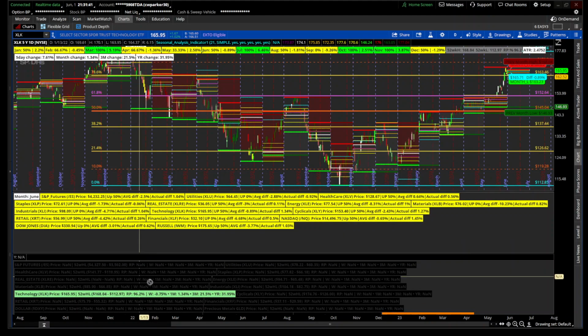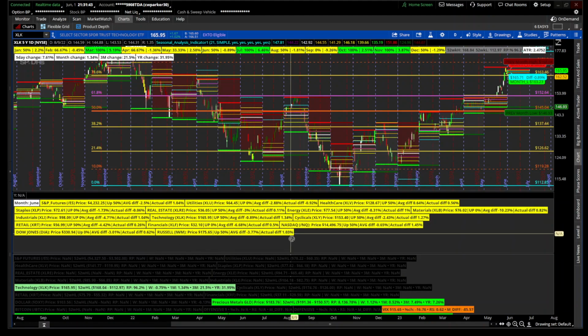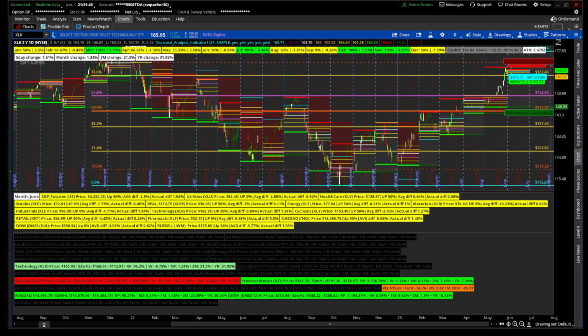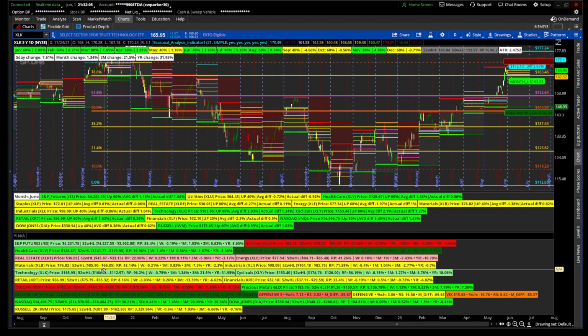It looks like it doesn't really like me being on the XLK. So it's just taking a second for everything to load up. So everything is loaded up. I thought Bitcoin wasn't going to load up. But for the most part, we can look right here. We can find technology, XLK.